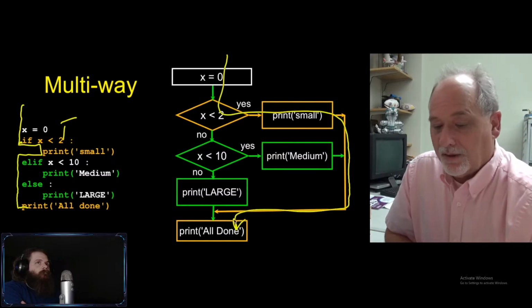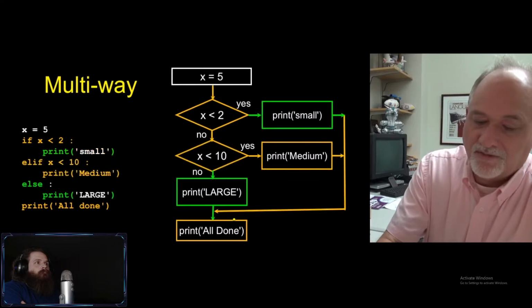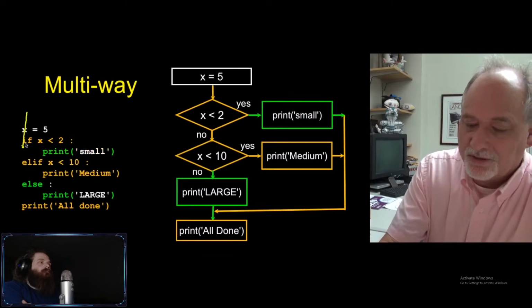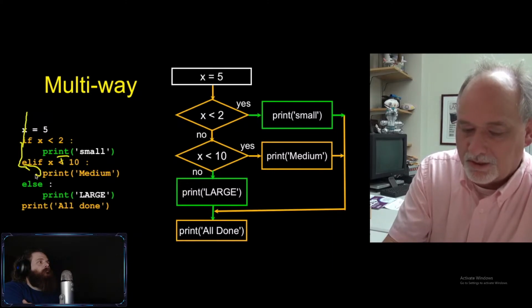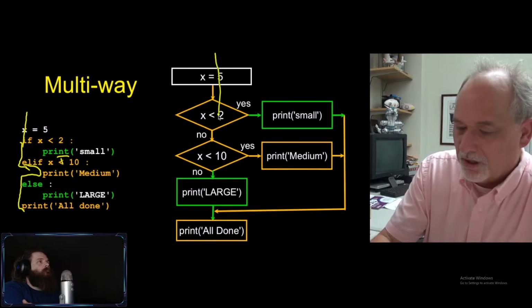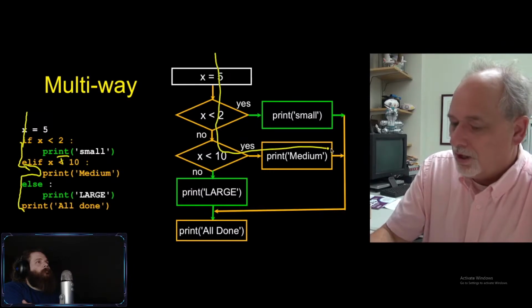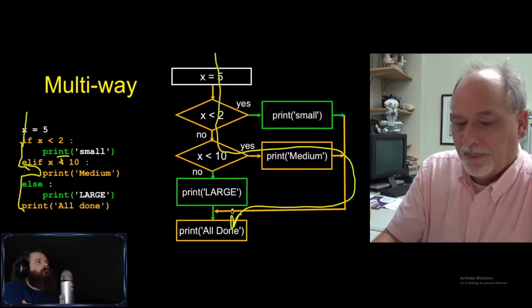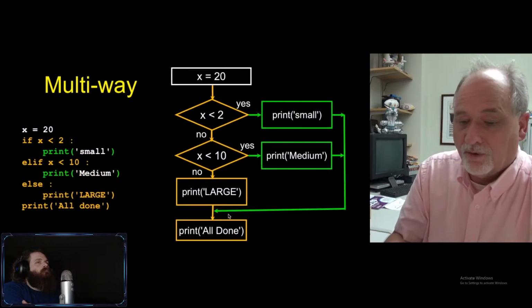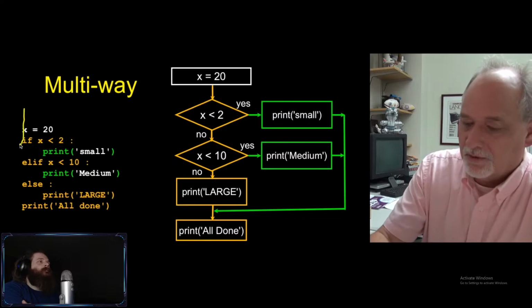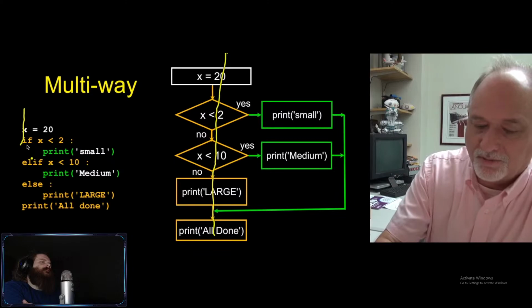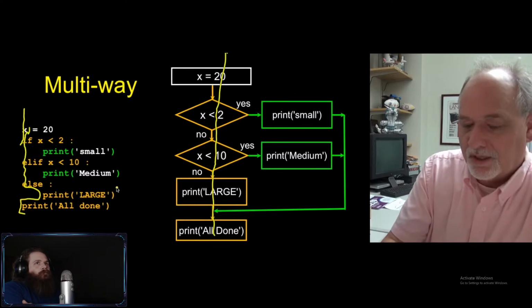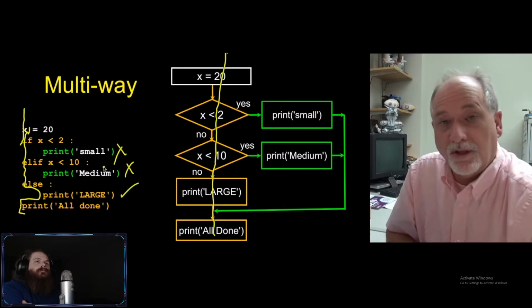On the other hand, if it's 5, then this is false, and it skips that, and it checks this. This is true. It runs this code, and then it's done, skips to the end. It goes false, true, run, end. And if x is like 20, for example, it goes false, false, run the else clause, and you're done. So skip, else, run that code, and you're done. In this case, we ran that, and we didn't run that, and we didn't run that.